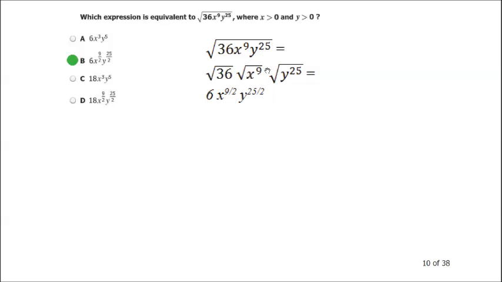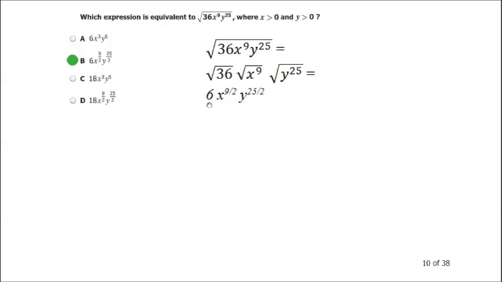Since it's asking for the square root of all of them, right? Taking them separately, square root of 36 is just 6, because 6 times 6 is 36. Now, the square root of x to the 9th, this is in radical form. What I would do is just simply convert it to exponential form. The square root of x to the 9th is simply x to the 9 halves in exponential form. Same here. Square root of y to the 25th converted to exponential form is y to the 25 over 2.